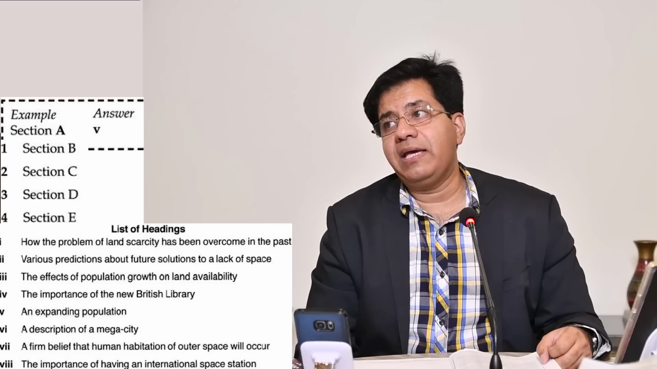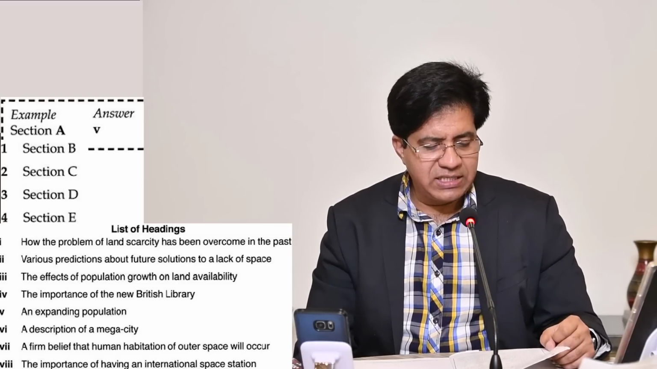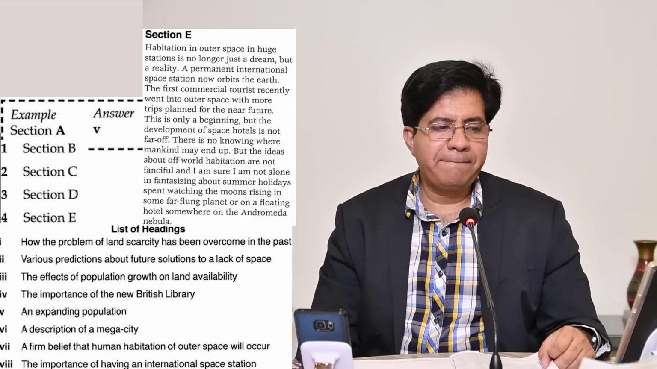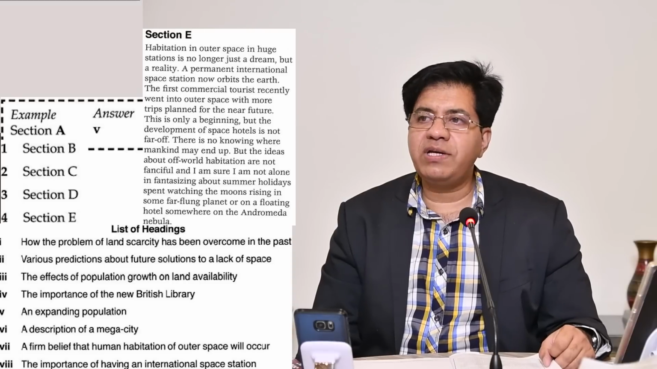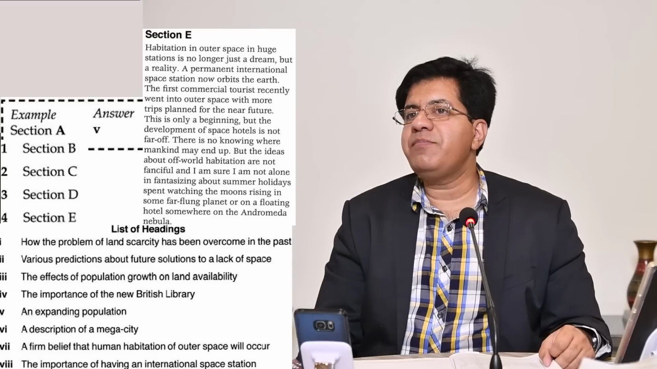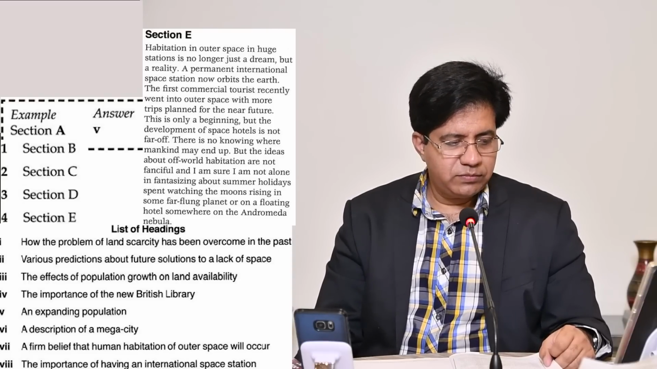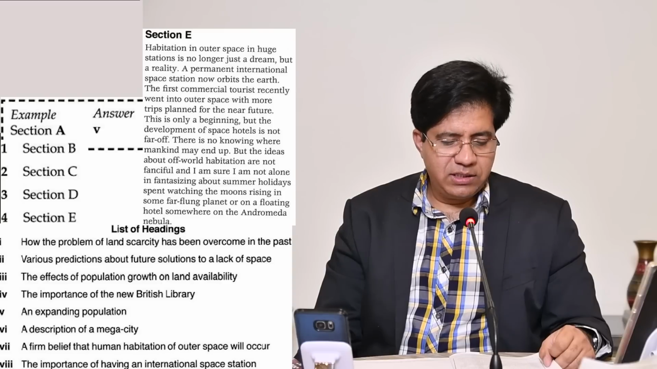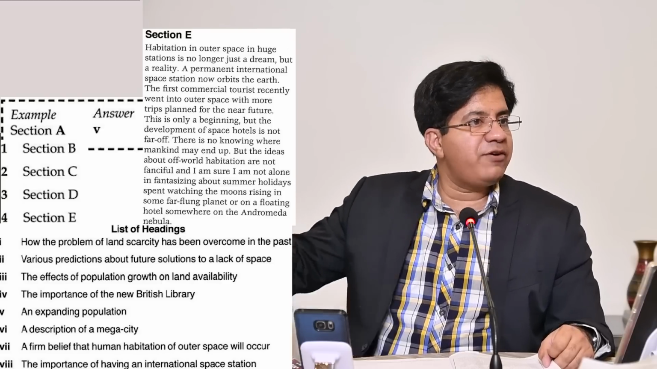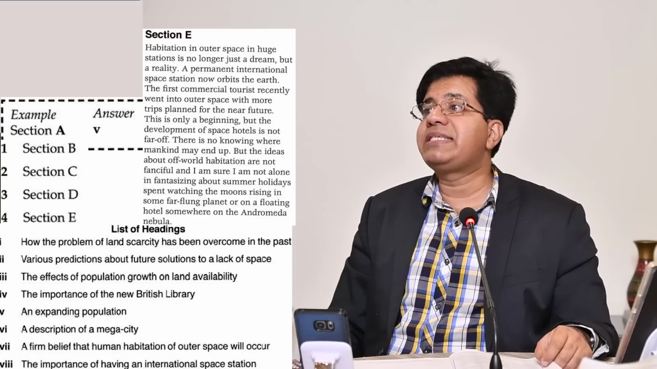Second is skimming. Now, what is skimming? If I give you a few seconds to read section E, and then tell me what it is about. Skim read section E and tell me what it is about. Got it? So section E is about outer space, like life on Jupiter, Mars, and other planets. So this is what we call skimming.